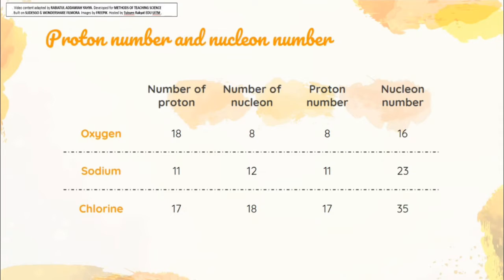Atoms of different elements have different proton numbers. For example, sodium atom has a proton number of 11 and chlorine atom has a proton number of 17. Students, are there any two elements with the same proton number? Can you explain why?